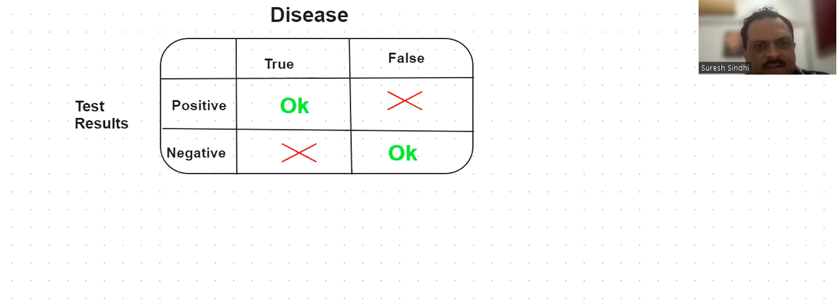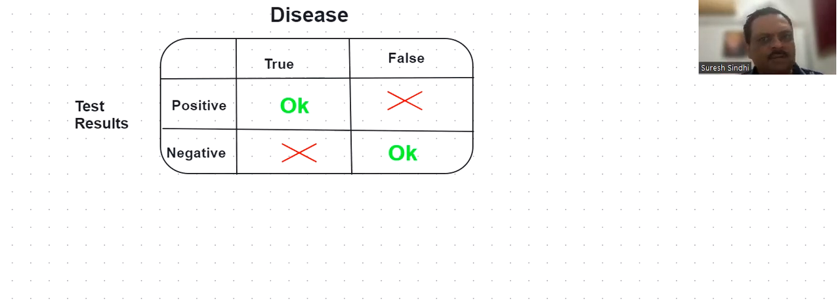Now let's understand this matrix. Suppose a person is suffering from a disease and the laboratory test result is saying that yes, he is indeed suffering from the disease. So we call it a true positive. So that scenario is absolutely fine with us. Person is suffering from the disease and the lab result is also showing that person is suffering from the disease.